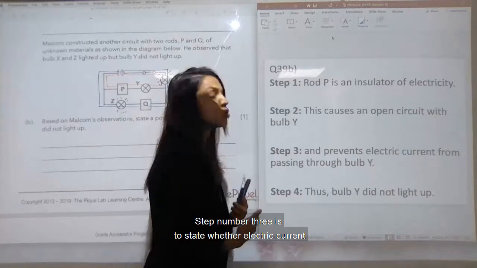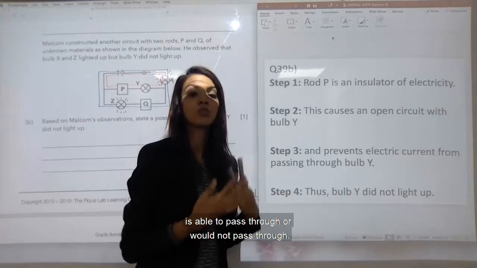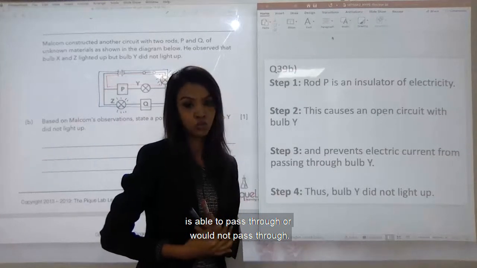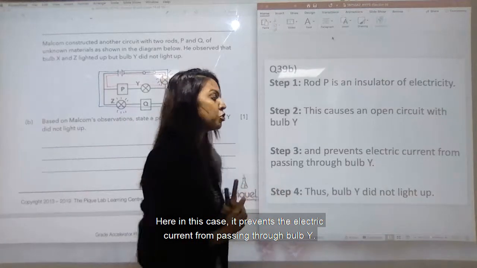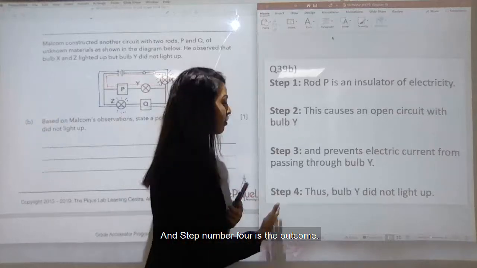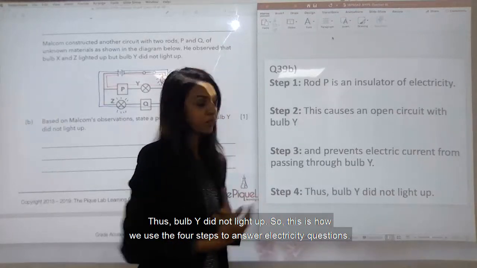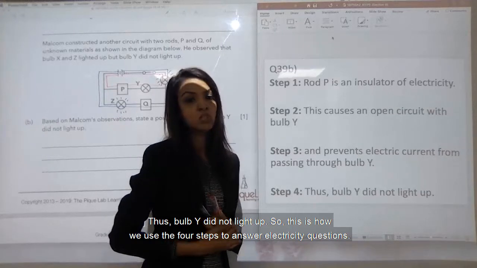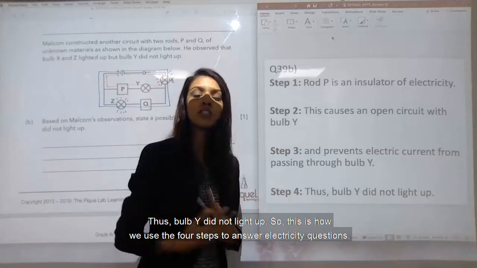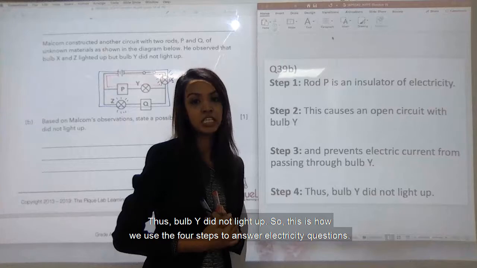Step number 3 is to state whether electric current is able to pass through or would not pass through. Okay, so in this case, it prevents electric current from passing through bulb Y. And step number 4 is the outcome. Thus, bulb Y did not light up. So this is how we use the 4 steps to answer electricity questions.